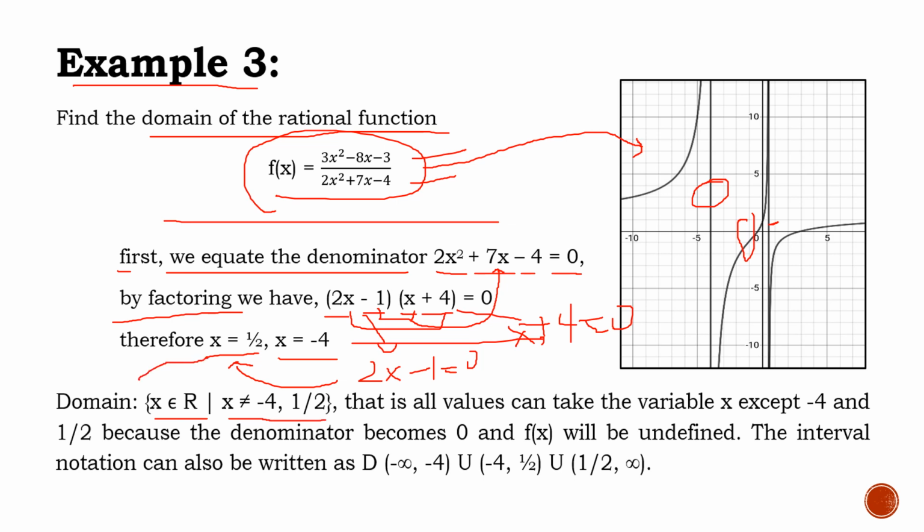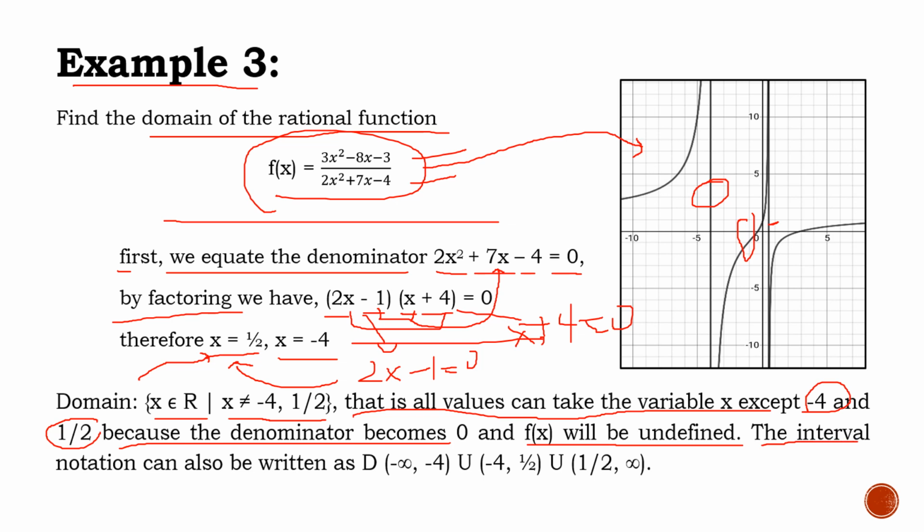Because based on the process that we used, we factored the quadratic function in the denominator, then looked for the values of x, and we neglect or exclude these values of x because they provide a denominator equal to 0. So x can take all values except negative 4 and positive 1 half, because the denominator becomes 0 and f of x is undefined.